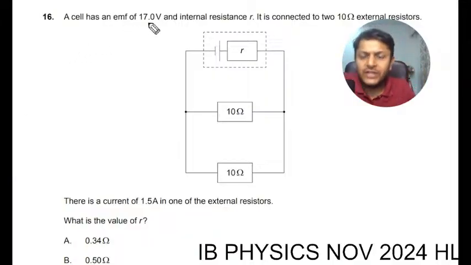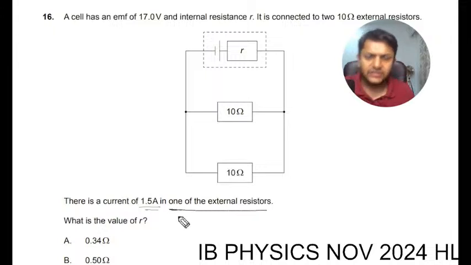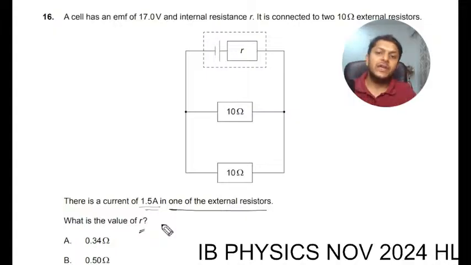Okay, dear student, let's see what is there in this question now. A cell of an EMF 17 volt and the internal resistance R is connected to two 10 ohm external resistors as shown in the diagram. There is a current of 1.5 amperes in one of the external resistors. What is the value of the internal resistance R?